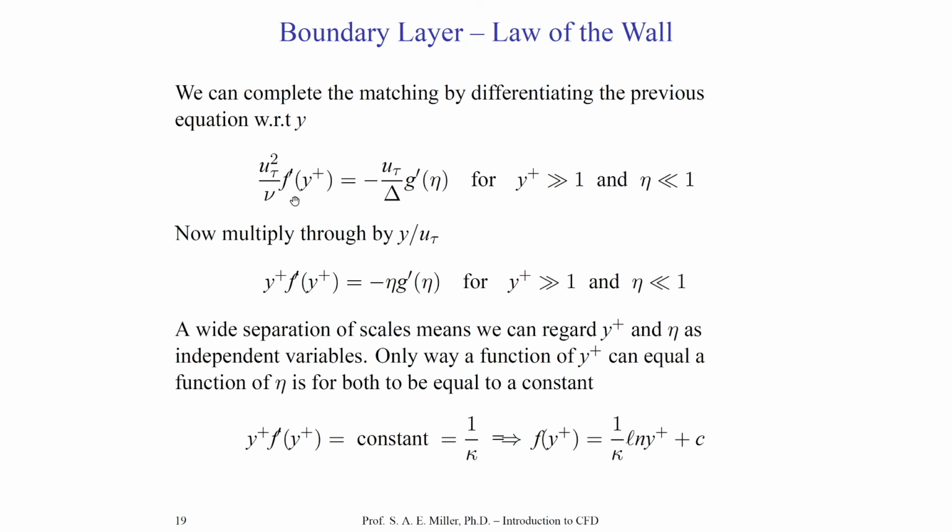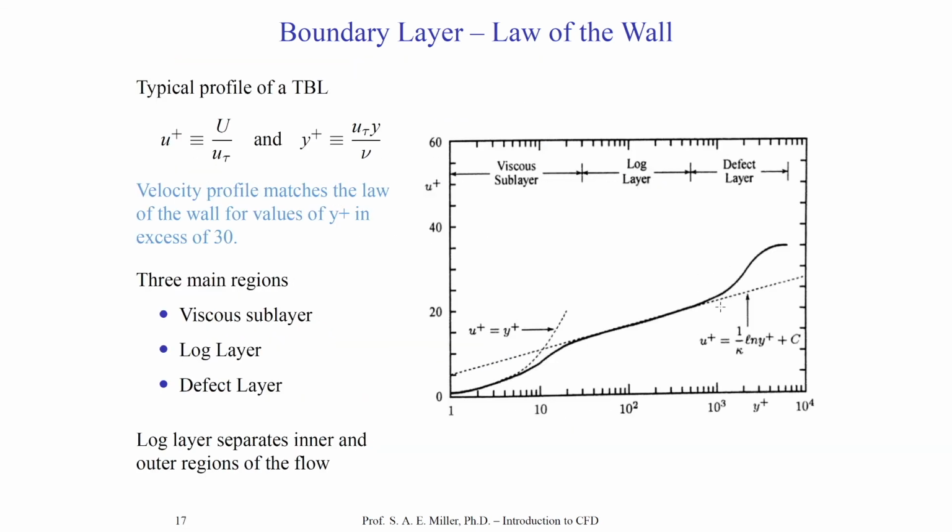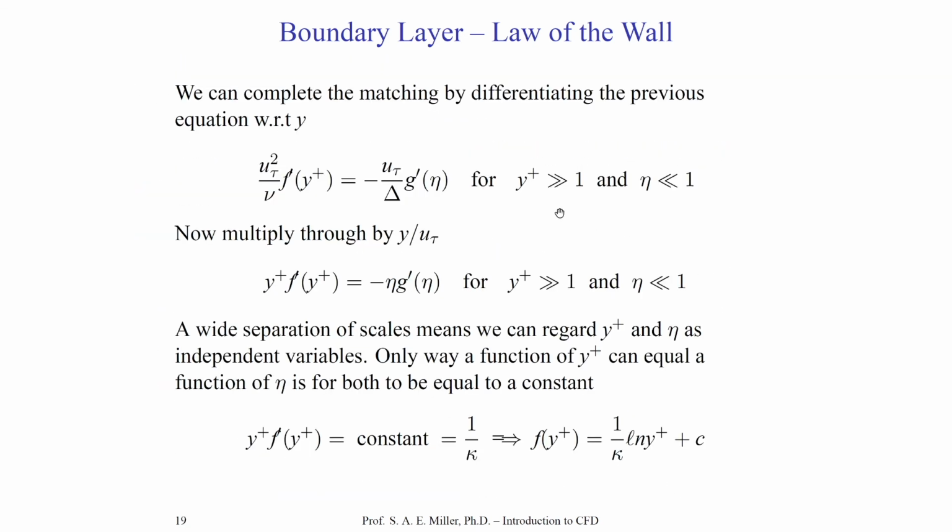And we'll find the following equation. The friction velocity squared divided by viscosity times the derivative of F will be equal to the negative friction velocity divided by delta times the derivative G prime of eta. And of course, this should exist. We're matching the derivatives so we can match the slopes in the composite profile. That's the goal. Now we can multiply this equation through by y over u tau.